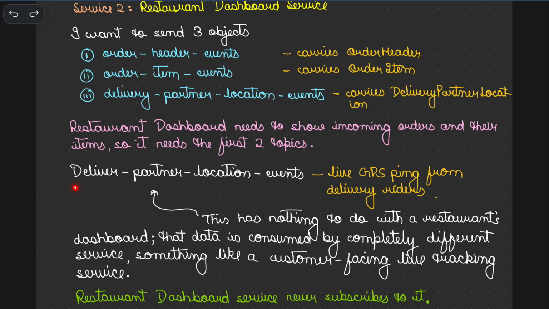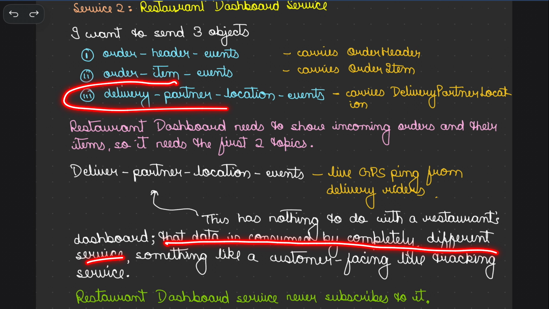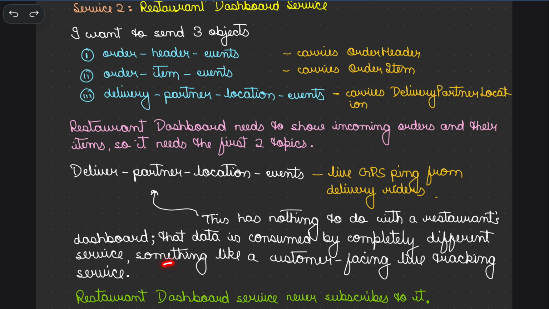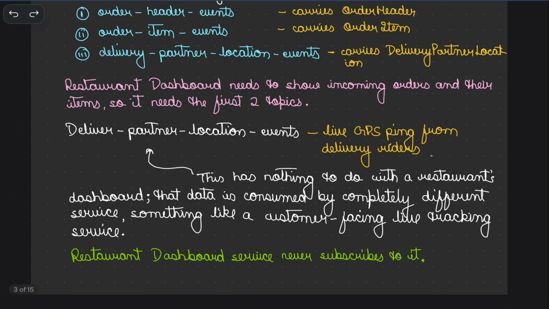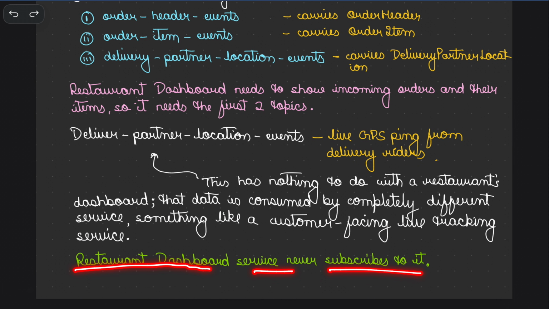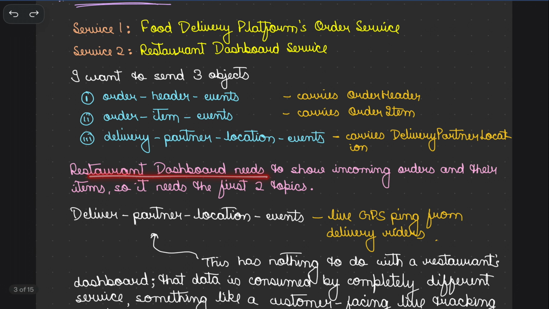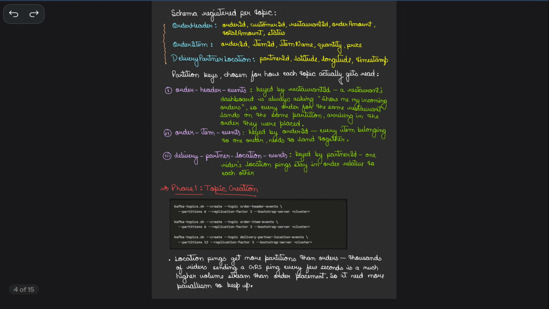Now, delivery partner location events show live GPS pings from delivery riders. Did you understand? This carries the order header, this carries the order item, this carries the delivery partner location. The restaurant dashboard only needs to care about these 2 topics. Delivery partner location events have nothing to do with the restaurant dashboard. That data is consumed by a completely different service, something like a consumer-facing tracking service. So finally, the restaurant dashboard service never subscribes to it. It will only subscribe to these 2 topics. Let's move forward.